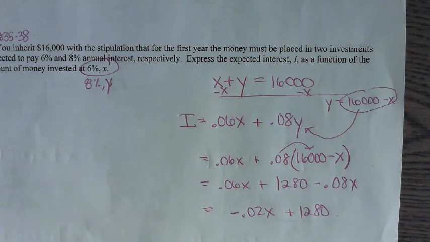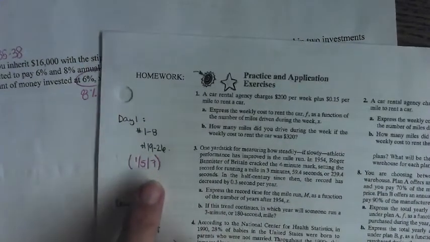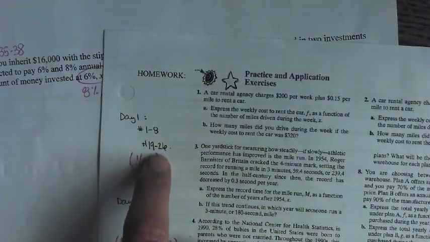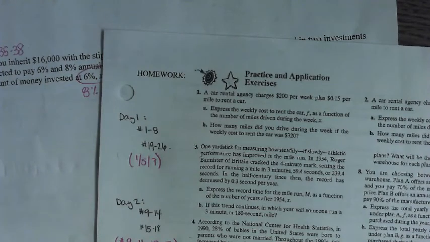Okay, so your homework. I'm going to give you this worksheet. Your homework is these 2 sections, 1 through 8 and 19 through 26. Problems 1, 5, and 7, 21 and 25. You have to do number 1, number 5, number 7, number 21, and number 25.